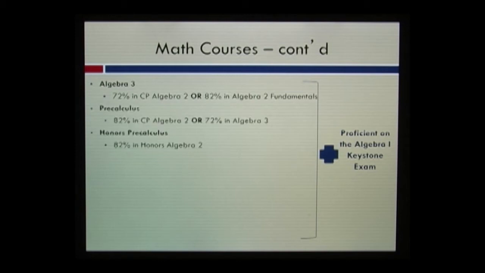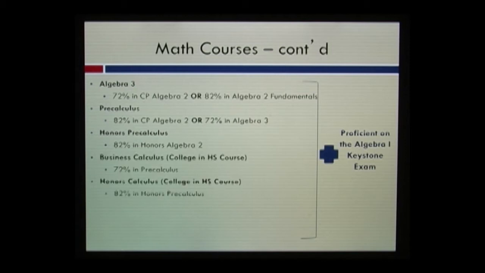After Algebra 3, or in some cases Algebra 2, you would take pre-calculus. In order to take pre-calculus, you need an 82% or better in CP Algebra 2 or a 72% or better in Algebra 3. Or honors pre-calculus. In order to go into honors pre-calculus, you must be in honors Algebra 2 and earn an 82% or better.